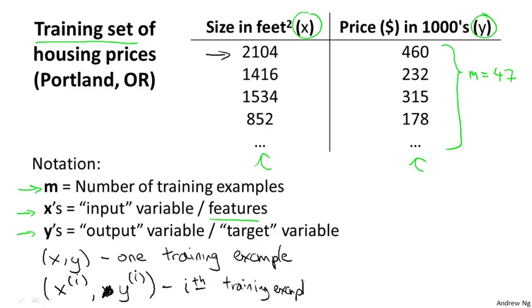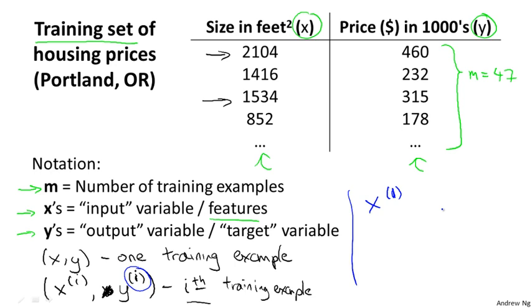Right? So this superscript i over here, this is not exponentiation, right? This (x^(i), y^(i)), the superscript i in parentheses, that's just an index into my training set, and it refers to the ith row in this table. Okay, so this is not x to the power of i, y to the power of i. Instead, (x^(i), y^(i)) just refers to the ith row of this table. So, for example, x^(1) refers to the input value from the first training example.